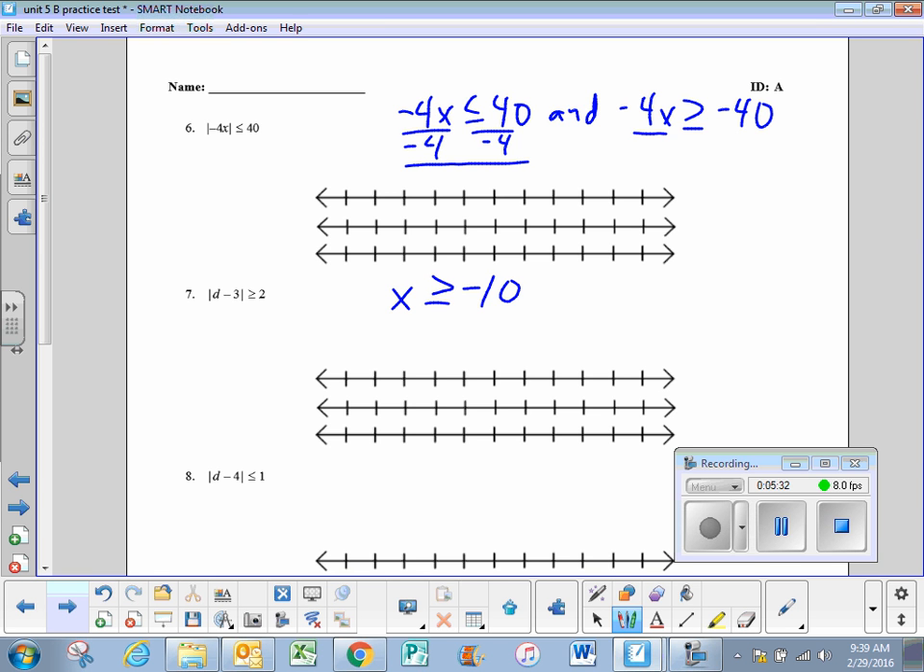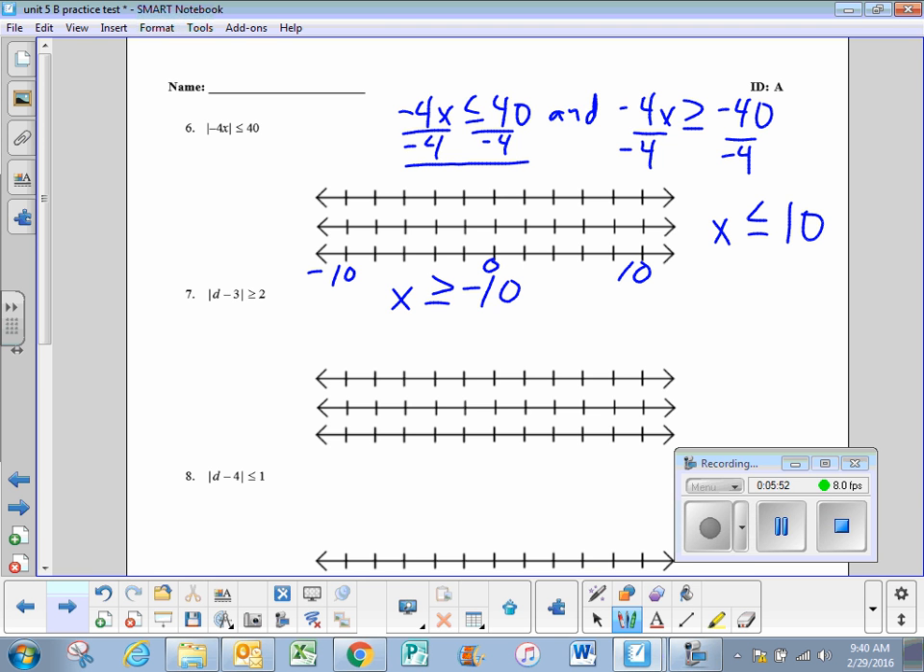And over here, we do the same thing. We divide by a negative and get, that would be less than or equal, right? Correct. And we get 10. Since I can't fit all that on here, I'm just going to go by 2's: -8, -6, -4, -2, 0, 2, 4, 6, 8, 10.